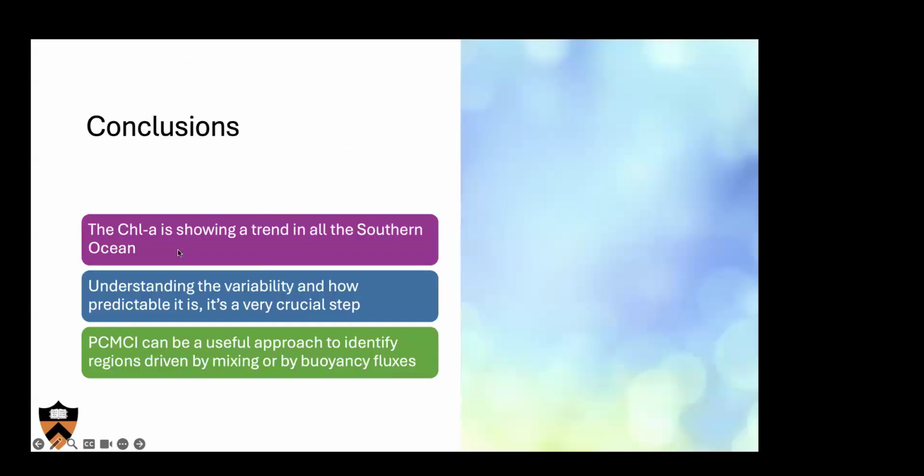So these are my conclusions. The chlorophyll shows a positive trend all over the Southern Ocean. Understanding the variability and how predictable it is, is a very crucial step. And also improving our causality knowledge with a method like PCMCI is a useful approach, not only to identify the more important predictors, but also regional differences.